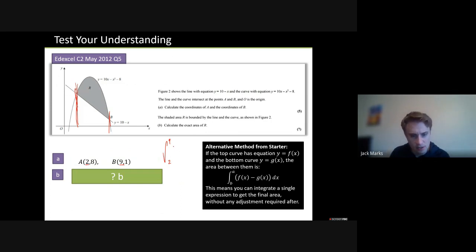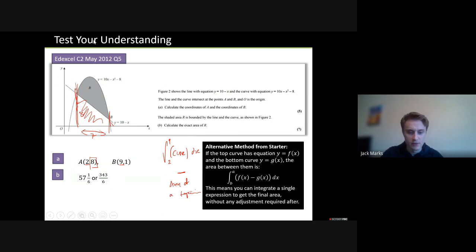So you're going to integrate the curve with respect to x, and then you're going to take away the area of a trapezium. So you're going to take away that shaded in region there. And you can use the coordinates again to help you do this. So that is 8, that is 1. So there's your A and B, and your height is going to be 7. So it should leave you with an answer of 57 and a sixth, or 343 over 6.